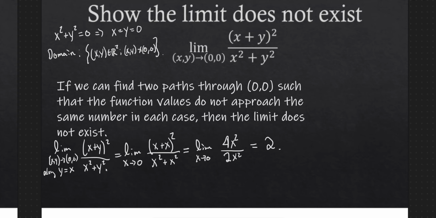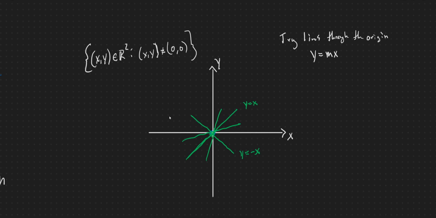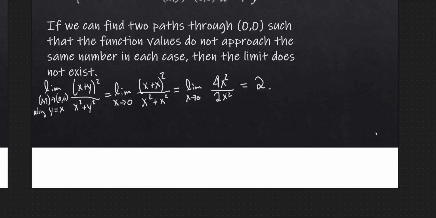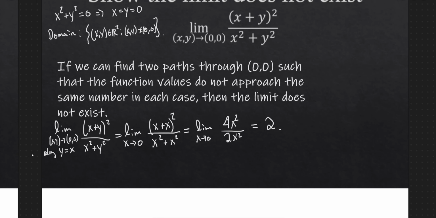All right, so what this means is my function values are approaching 2 as we approach the origin along the line y equals x. So if you imagine, here's my line y equals x. Imagine this line up on the surface of my function. As I approach the origin on the surface of my function, I get to just the value 2. So what happens if we approach, say, y equals negative x?